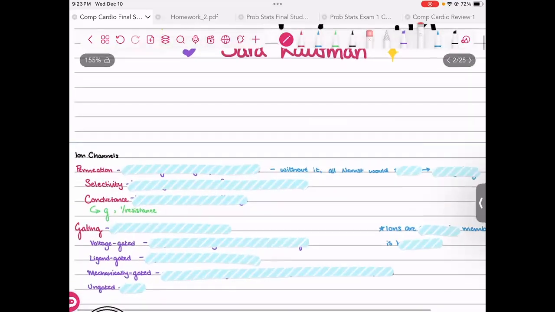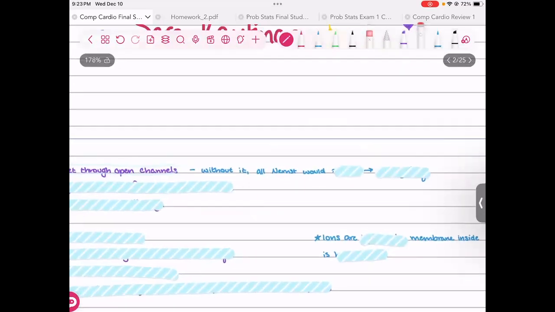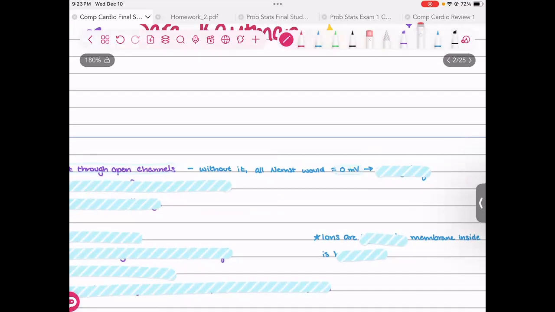These are based on two ideas, permeation and gating. Permeation is essentially how ions get through open channels. Without permeation, all Nernst potentials would equal zero because all the ions would have an equal ability to get into the cell. And as a result, there would be no signaling if all Nernst potentials were zero.